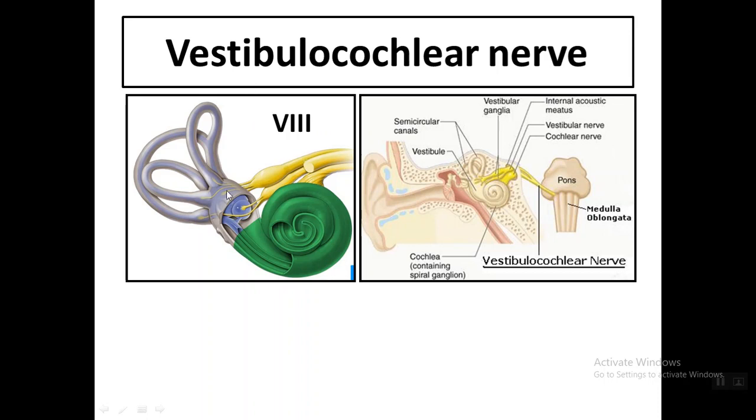The vestibulocochlear nerve will originate from the inner ear parts. So we will have the vestibular nerve from the vestibular sense organ in the semicircular canals, and the cochlear nerve originates from the cochlea for hearing. The nerve will pass through the internal acoustic meatus and it will attach or end in the pons, in the groove in between the pons and medulla oblongata.